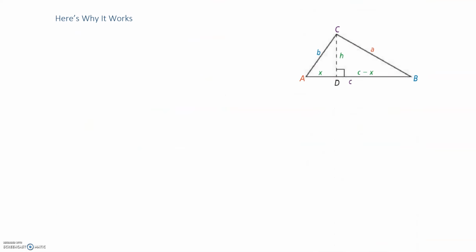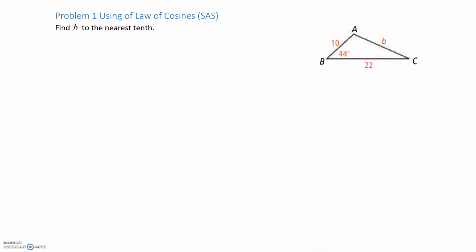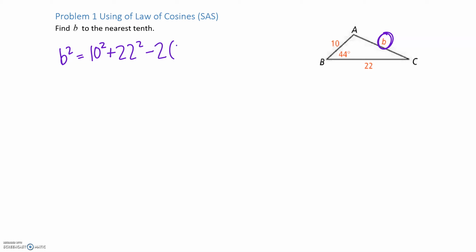Okay, not really concerned on showing you how it works, so we're just going to go for it. So right now we are looking for b. We're going to use our law of cosines, and we have b squared equals, we have one of our side lengths, so 10 squared, plus our other side length, which is 22, and we're going to square it, minus 2 times the first side length, which is 10, times the second side length, which is 22, times cosine of this angle that we have, which is 44.